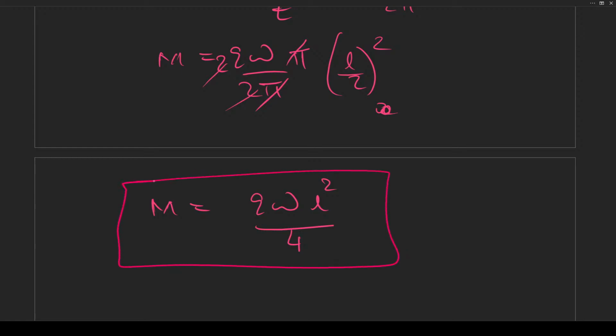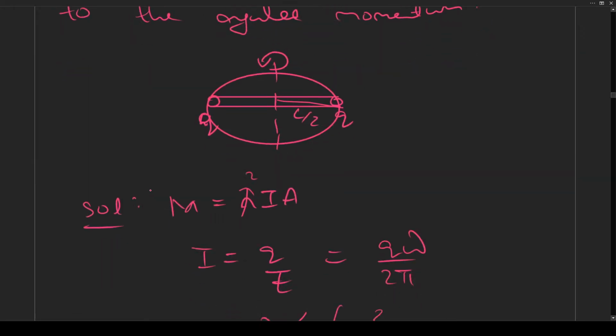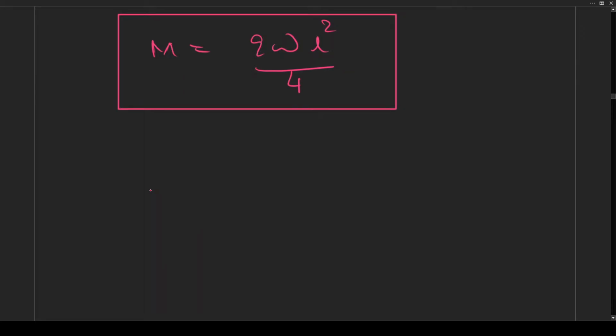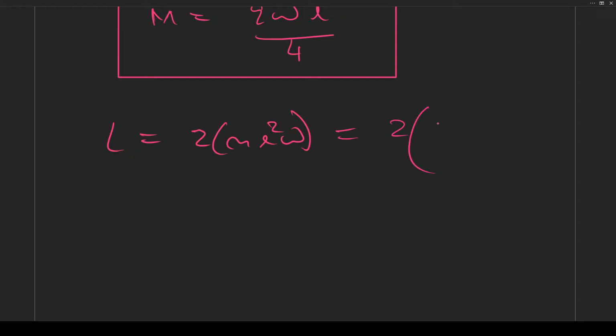There's a ratio of magnetic moment to angular momentum. Angular momentum is equal to 2 m r square omega, which we can write as 2 times of mass times L square by 4. This is the radius here. R square will become L square by 4, and omega.